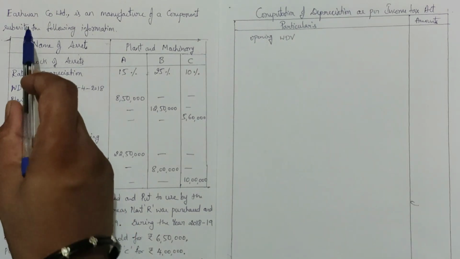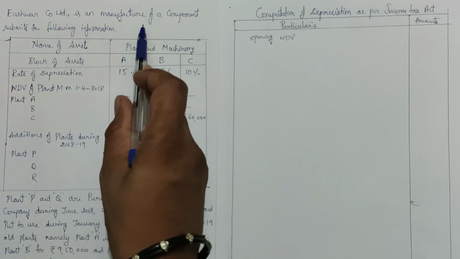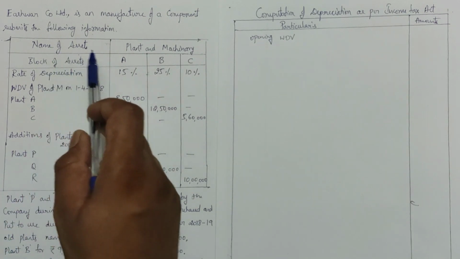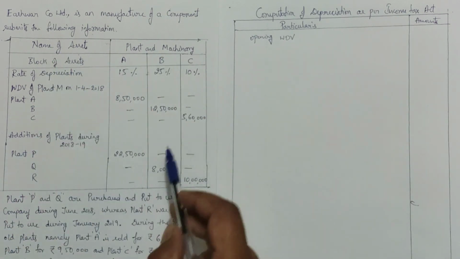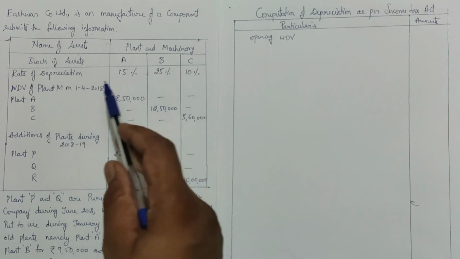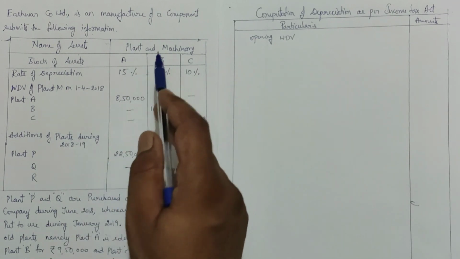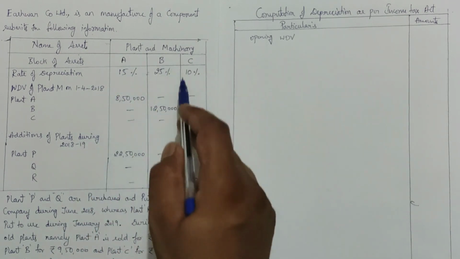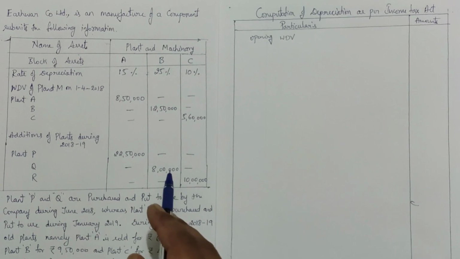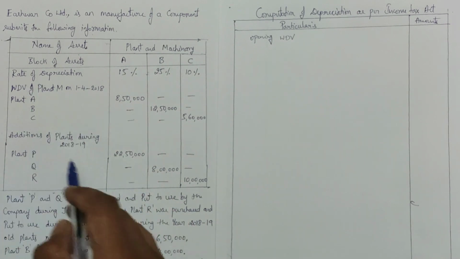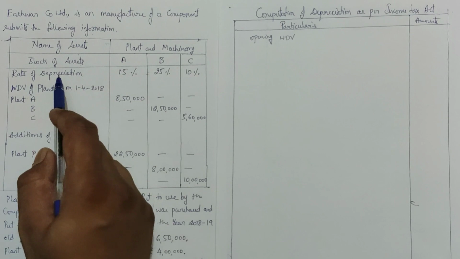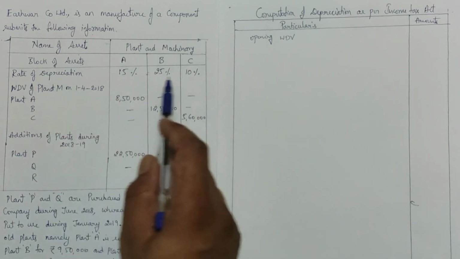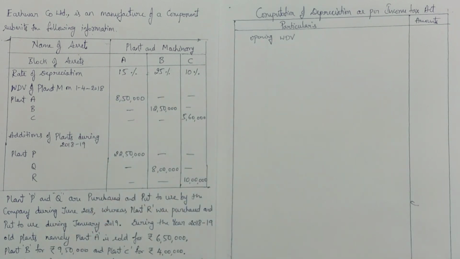You can see here, Ishwar Company Limited is a manufacturer of a component, and submits the following information. Here they have given the name of the assets, plant and machinery. That means all the assets in the question are plant and machinery. Here they have given plant and machinery A, B and C, so three plant and machineries, and we'll see what they have given in the table. First, the rate of depreciation they have given is 15%, 25%, 10%. So these are the rates of depreciation.